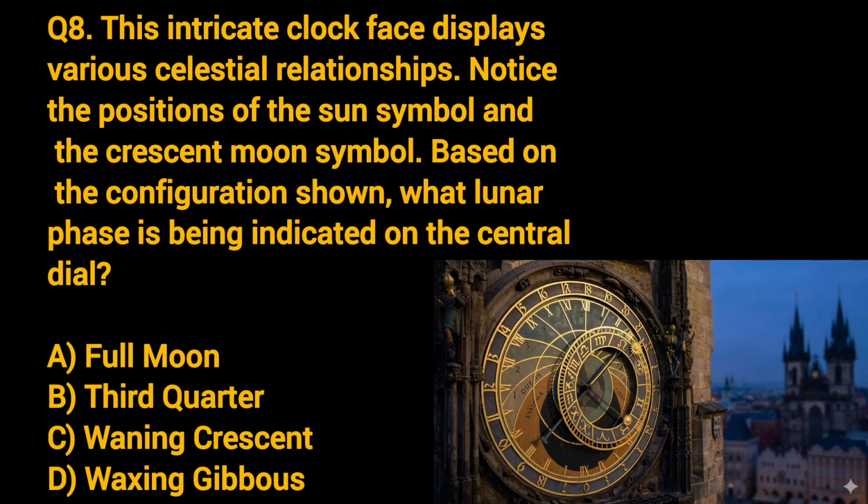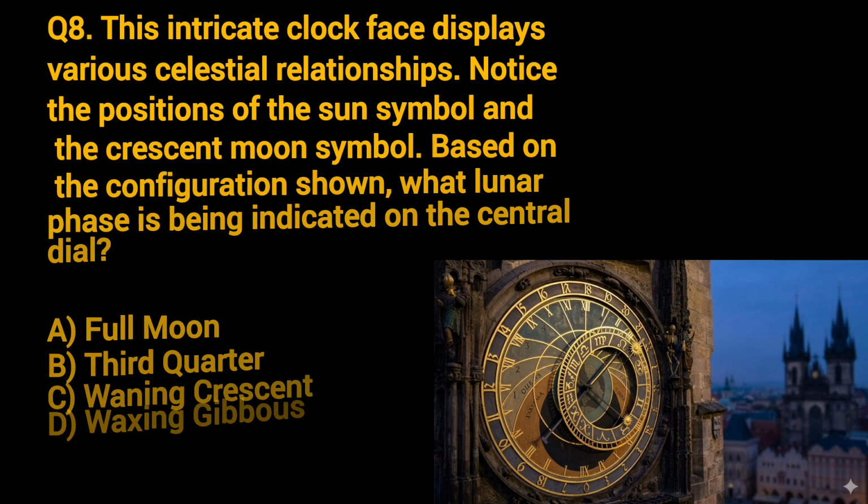This intricate clock face displays various celestial relationships. Notice the positions of the sun symbol and the crescent moon symbol. Based on the configuration shown, what lunar phase is being indicated on the central dial? A. Full moon. B. Third quarter. C. Waning crescent. D. Waxing gibbous.